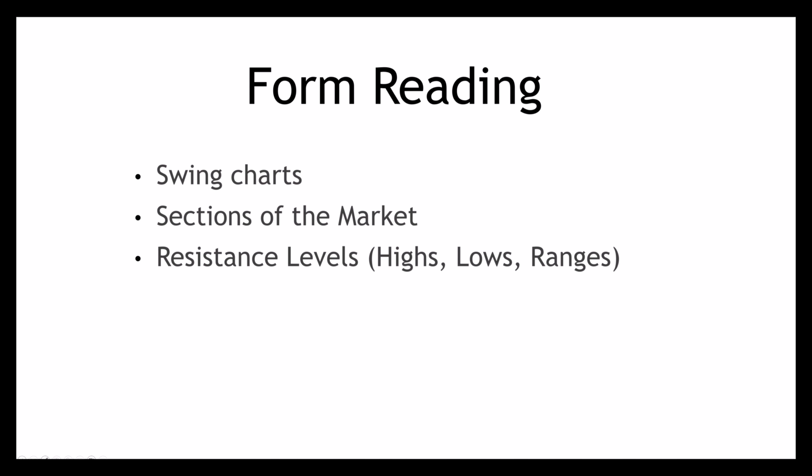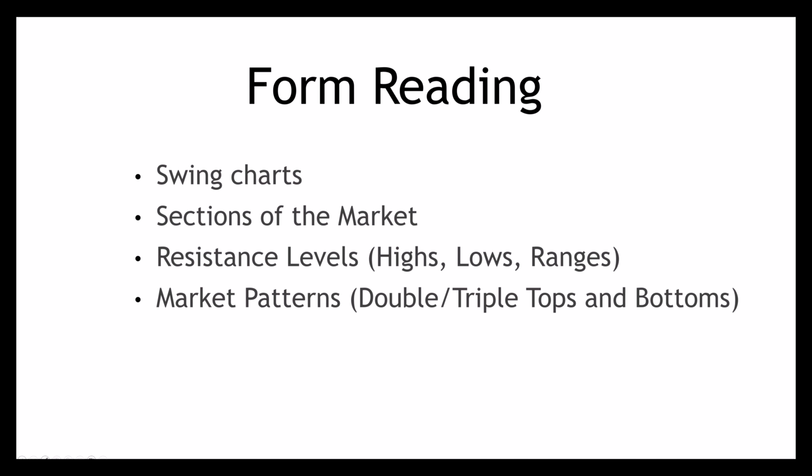So firstly, what is form reading? Form reading is things like swing charts, sections of the market, looking at resistance levels, highs, lows, and ranges, looking at market patterns like double and triple tops and bottoms, looking at signal bars in the market. These are the sorts of things that Gann used after he had done all of his forecasting work. And without these, it's very hard to make money from the markets.